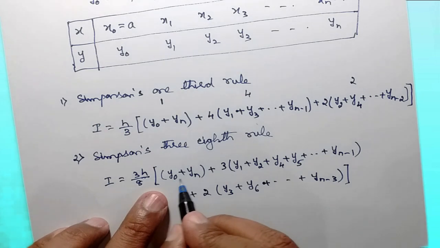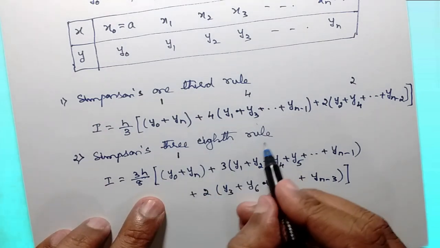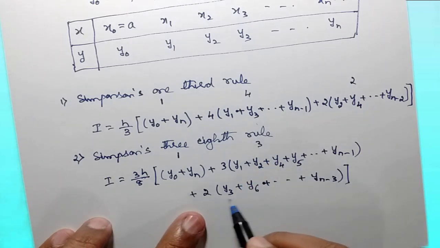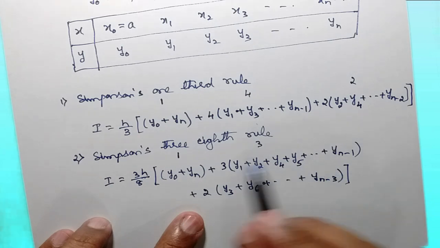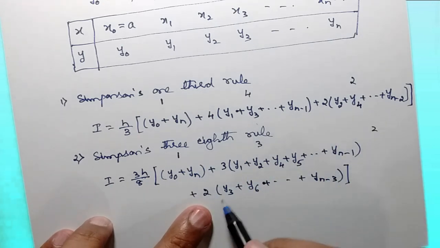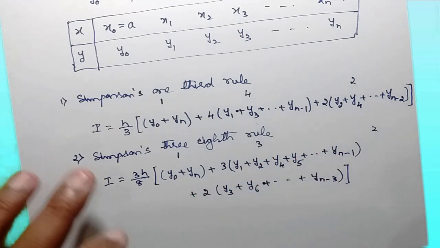And y0 plus yn, it is 1 times. Here, how many times? 3 times of these values you are getting. And here, it is 2 times of this particular value. So it is 1, 3, and this value 2 you are getting there. Just a technique to remember the formula.